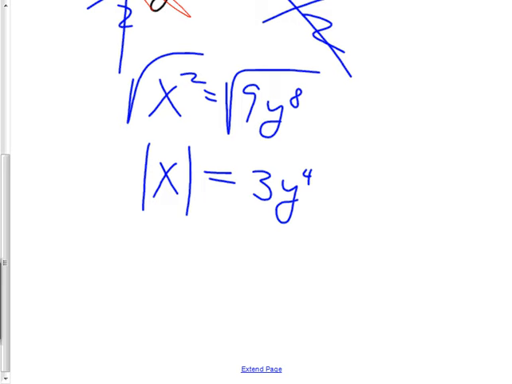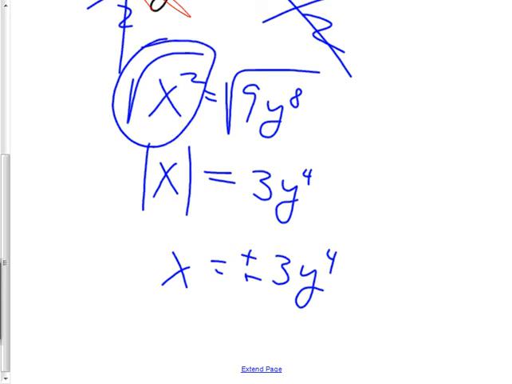Here's another sneaky way you could have done this one. Plus and minus 3y to the 4th. Why did I do the plus and minus? Because it was an absolute value. Why was it an absolute value? Because I did a square root on both sides.